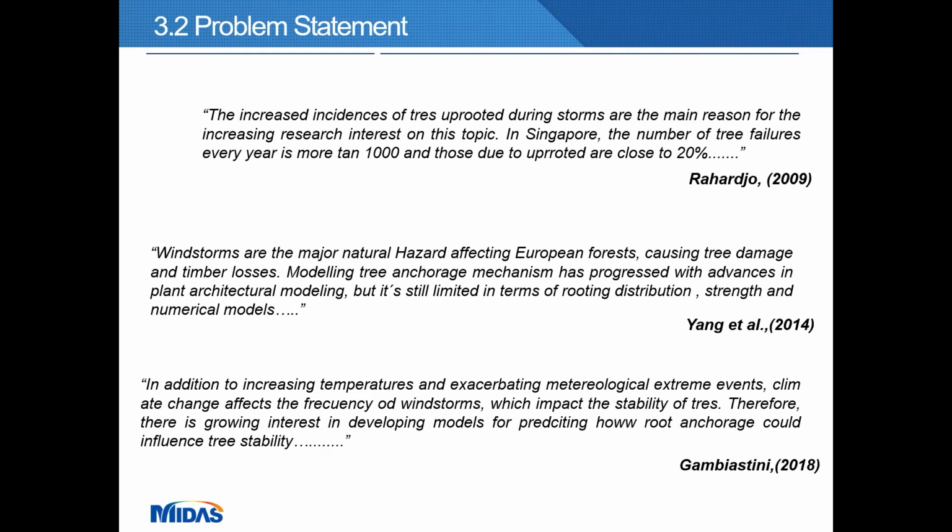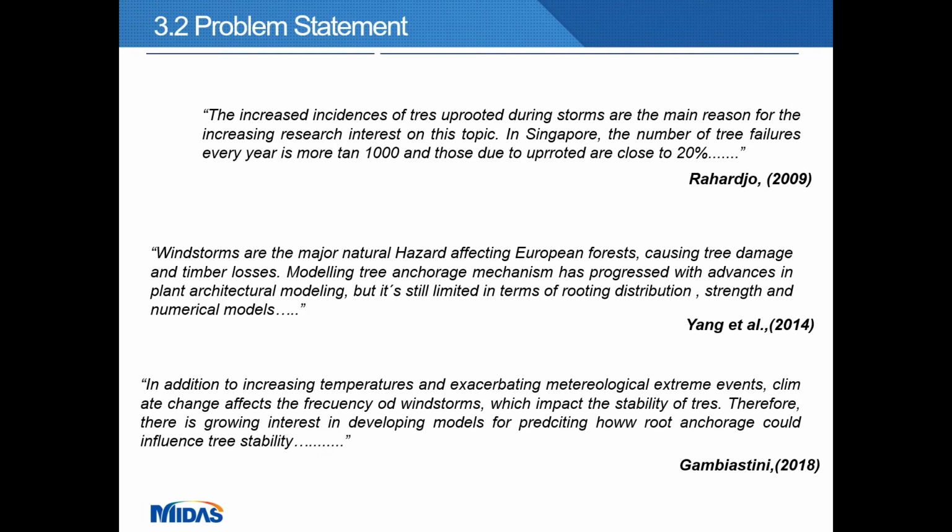He said that windstorms are the major natural hazards affecting European forests, causing tree damage and timber losses. Modeling tree anchorage mechanisms has progressed with advances in plant architectural modeling, but it's still limited in terms of root distribution, strength, and numerical models. So it supports the necessity, as Prof. Rahar just said, that there is an increasing research interest in this topic, and the root-soil interaction due to rainfall is extremely important to identify which conditions will trigger a tree failure.